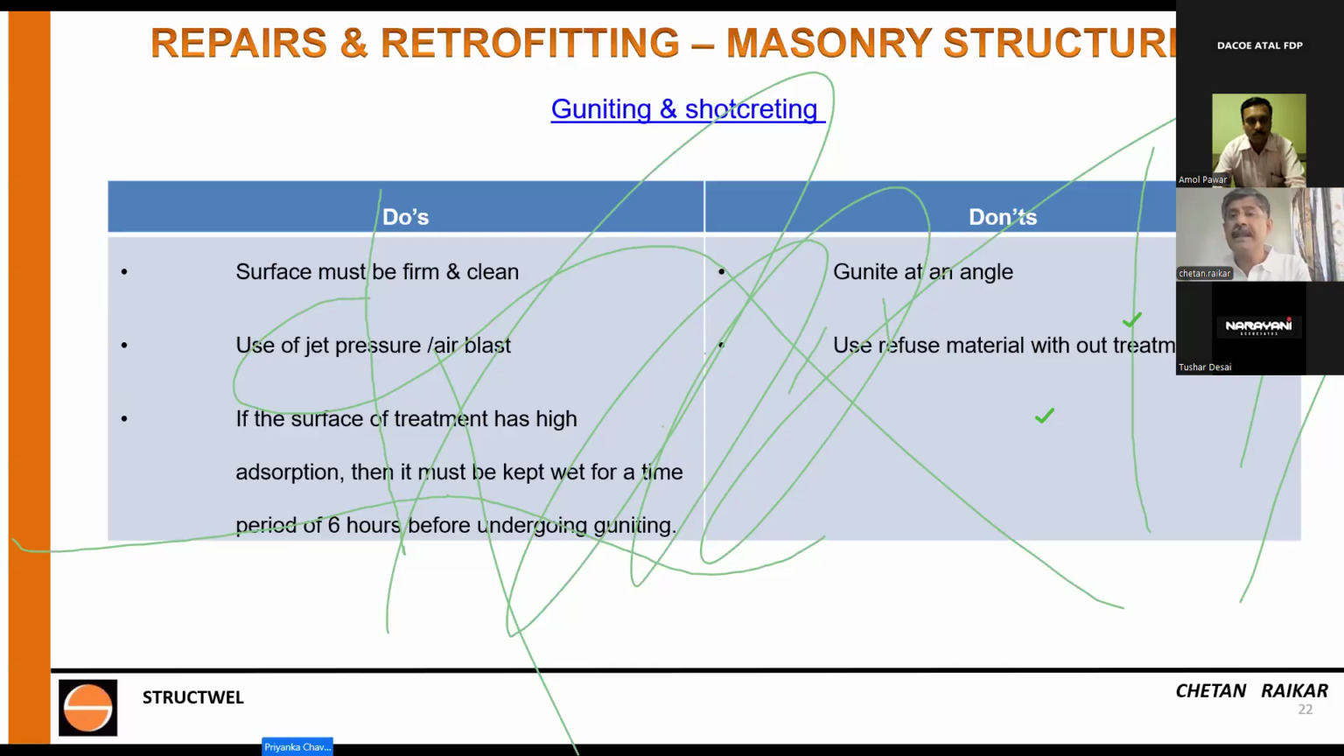Do not do gunite at an angle. We just saw, do not use refuse material, the material which has fallen. We just spoke about it.